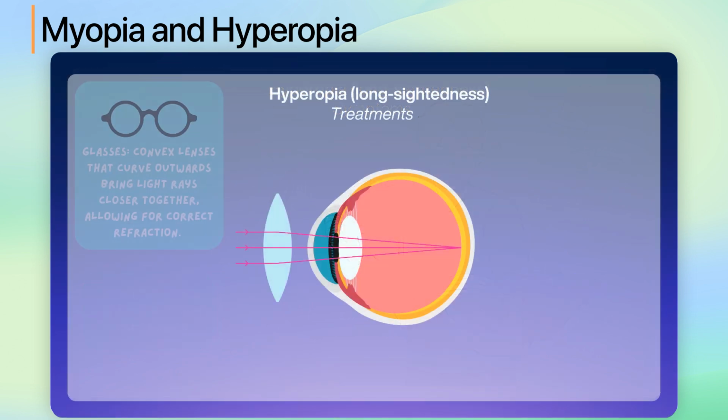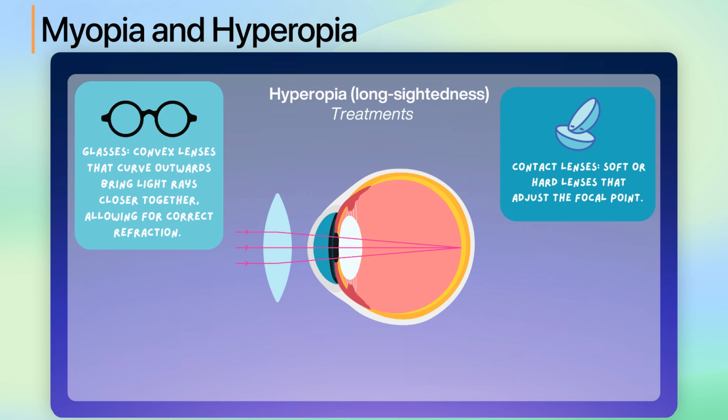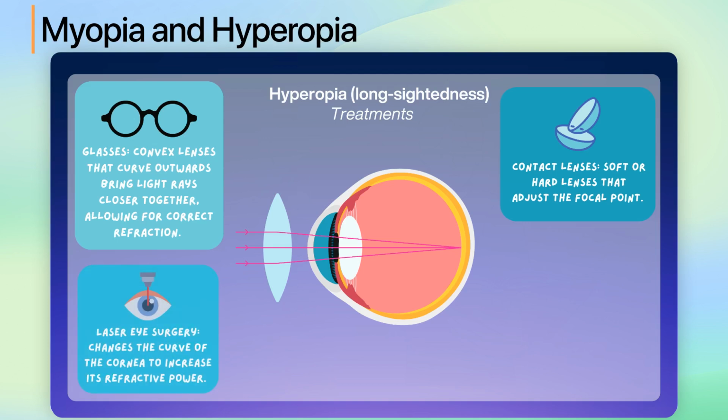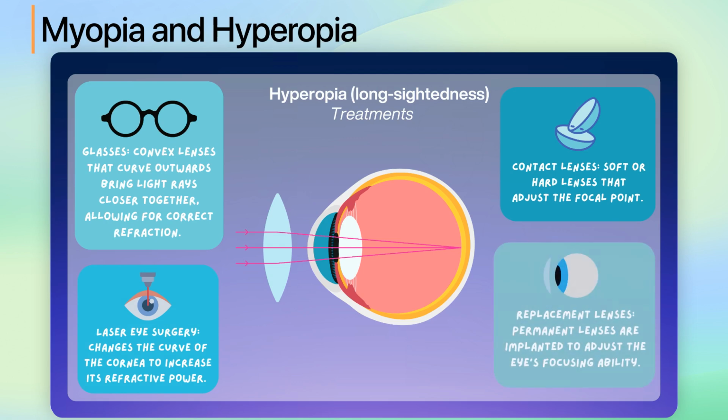Treatment includes glasses with convex lenses that curve outwards. These bring light rays closer together before they reach the eye, allowing for correct refraction. Alternatively, soft or hard contact lenses perform the same function as glasses, but are less visible and more convenient for activities. Laser eye surgery changes the curve of the cornea to increase its refractive power. Replacement lenses or permanent lenses are implanted to adjust the eye's focusing ability.